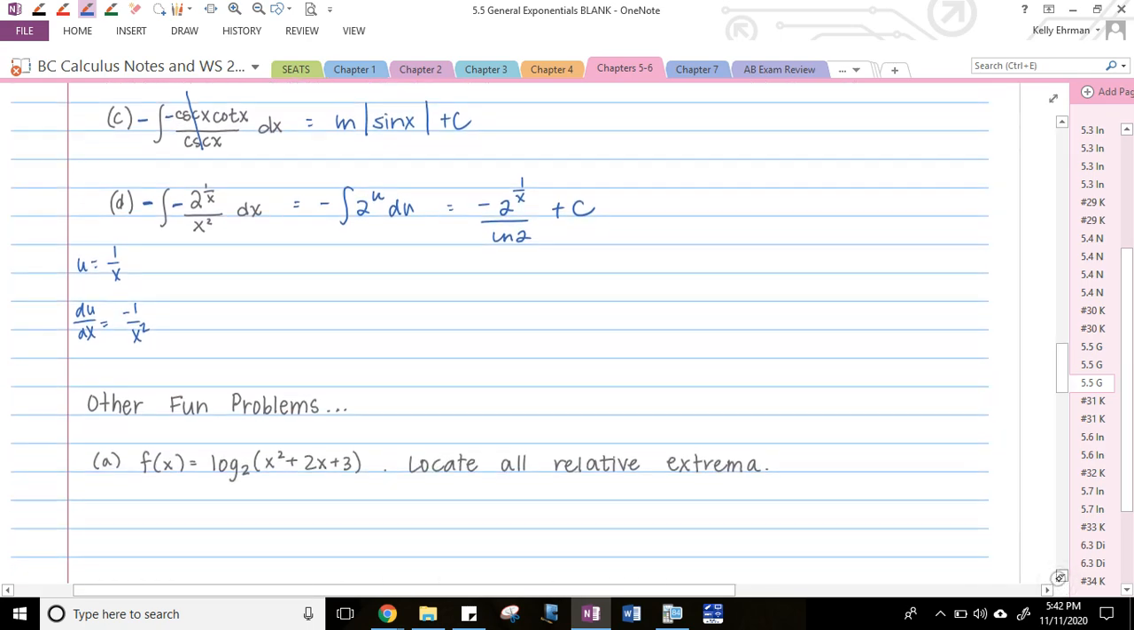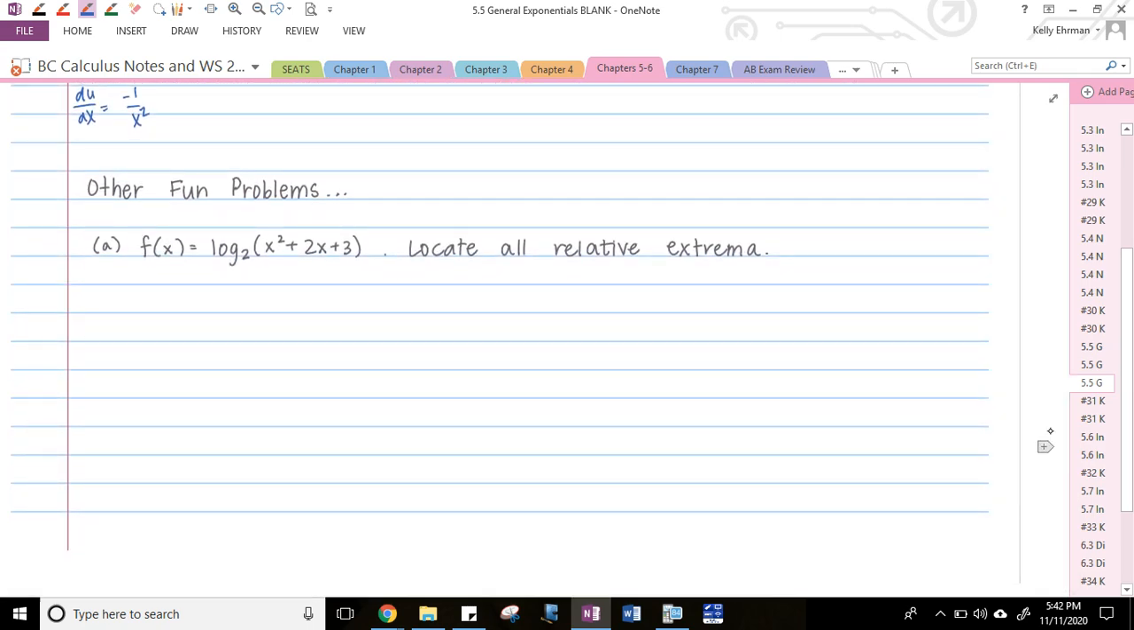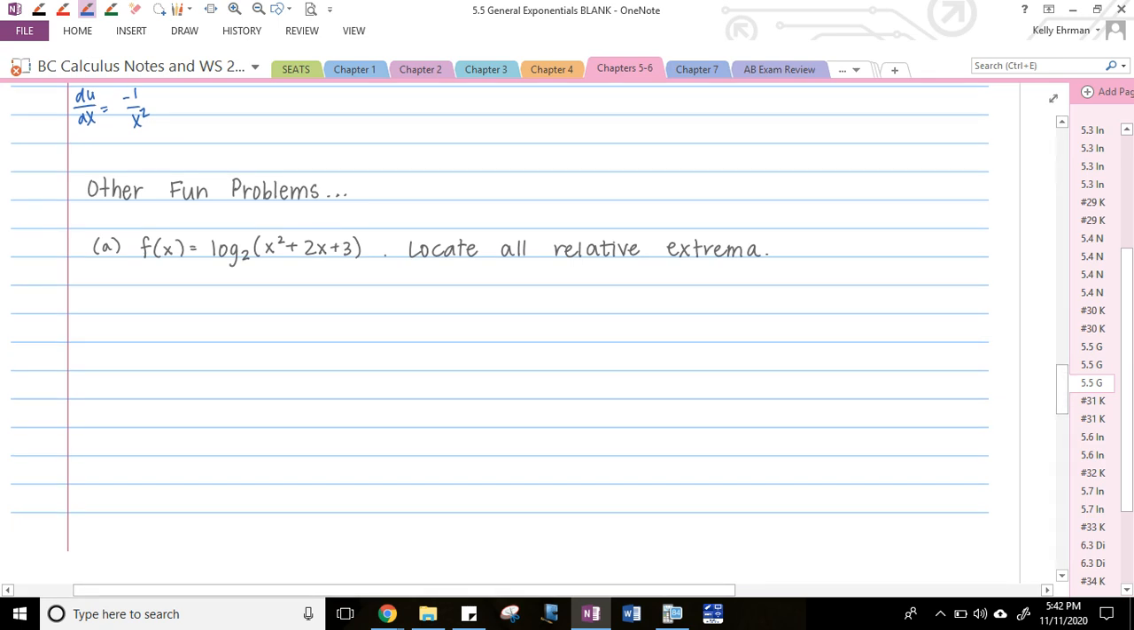Okay. What else could we do? Oh, this is weird, isn't it? f of x is log base 2 of x squared plus 2x plus 3. Locate all relative extrema. We only have rules involving natural logs, and we don't have a more generalized rule that I know of for log base b, but we have a change of base formula. This is really going back to some obscure things that we didn't spend a ton of time on in pre-calc.